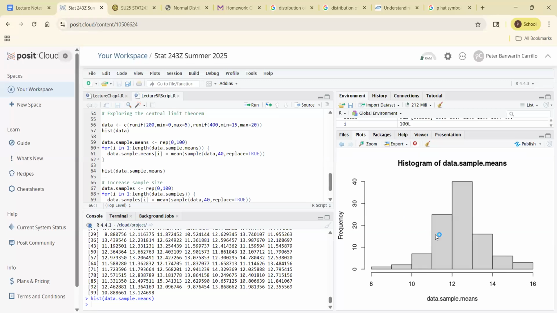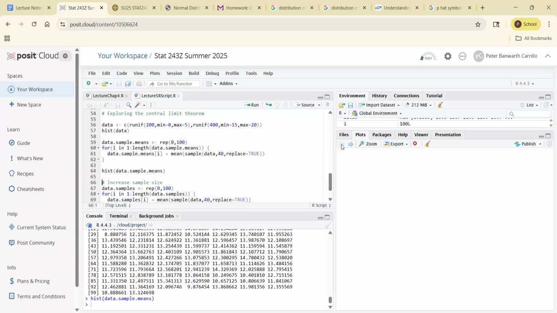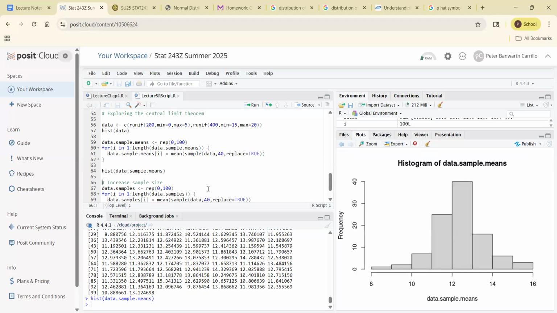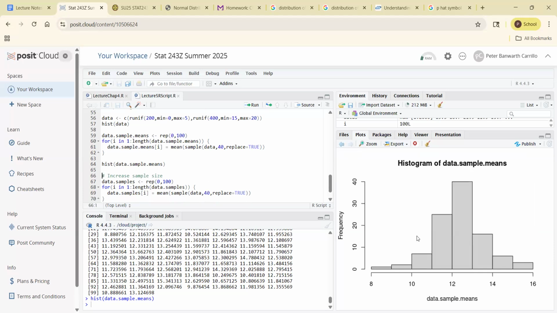And now I can use the central limit theorem to explore sample means, which will tell me about the population itself. If I want to have even more normally distributed data, I can increase my sample size. And I can increase the number of samples that I make.